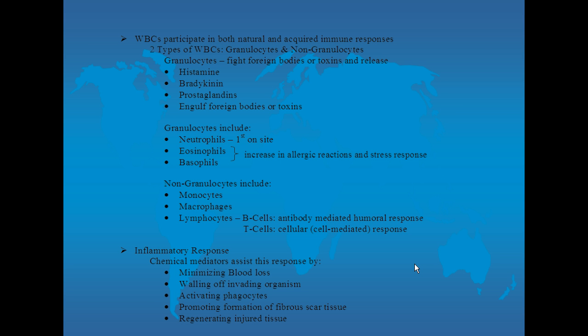when we talked about wound care, and that would be your chemical mediators assist in the response to minimizing the blood loss right after you've been cut or had an injury, walling off the invaded organism, activating the phagocytes to get in there and chomp up all the bad stuff and take it away, and promoting formation of fibrous scar tissue, all your fibrinogens and all that getting in there to help to heal your scar. And then you have obviously your 3 stages of healing, and you're regenerating your injured tissue. Okay.